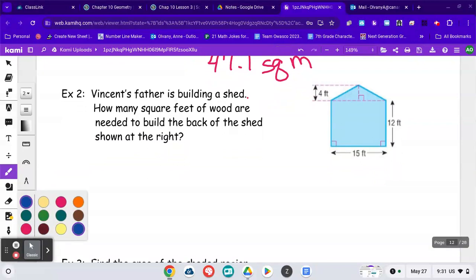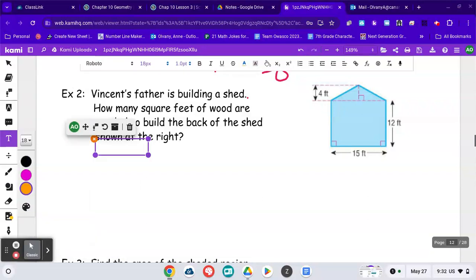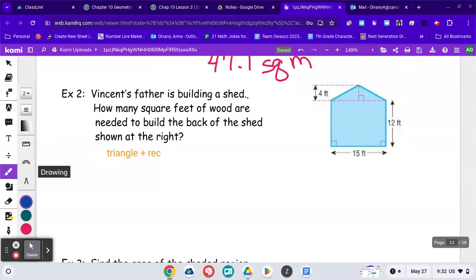Vincent's father's building a shed. How many square feet of wood are needed to build the back of the shed shown at the right? This happens to be a triangle at the top there. And then a rectangle. So I'm just going to write triangle plus rectangle. And the formula for a triangle is 1/2 base times height. And the formula for a rectangle is base times height.